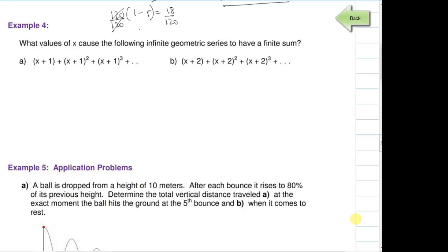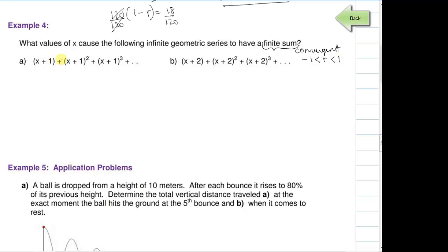In this next example, you are looking for values of x that cause the following infinite geometric series to have a finite sum. Now, because you know that this infinite geometric series has a finite sum, you know that it is convergent. So you know that your value for r is going to be between negative 1 and 1.